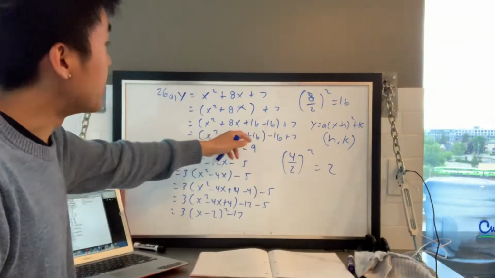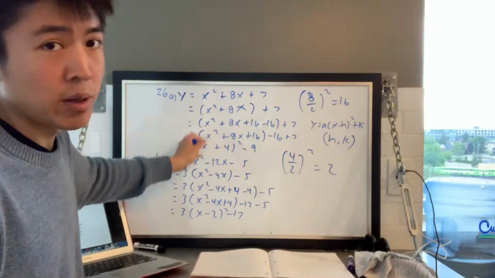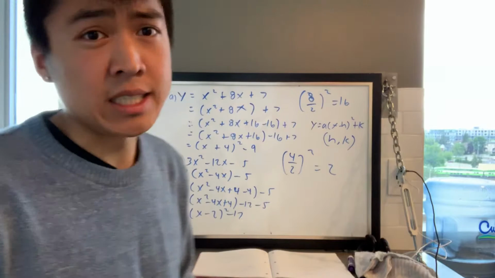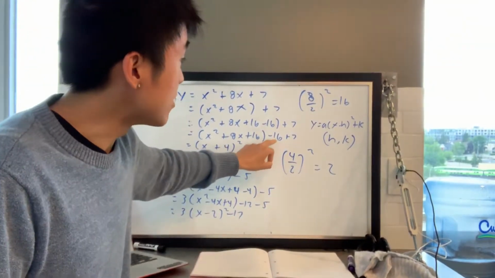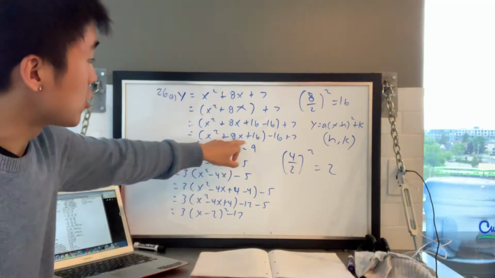So then what's going to happen is that you're going to take this negative 16 out of the bracket. Now, you have to respect whatever number's in front of this bracket here. In this case, it's 1. So really, negative 16 times 1 is still negative 16, so there's not a lot of change there. So what I'm going to have here is negative 16 plus 7. So my final answer is (x plus 4) squared minus 9.